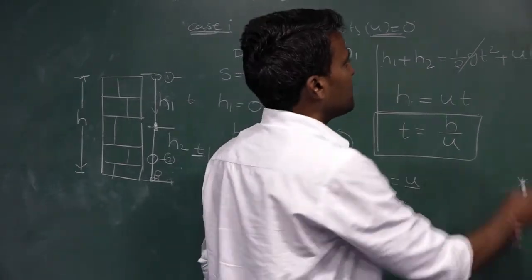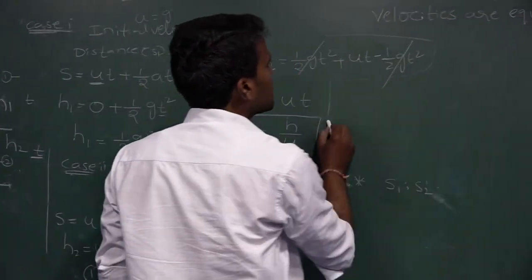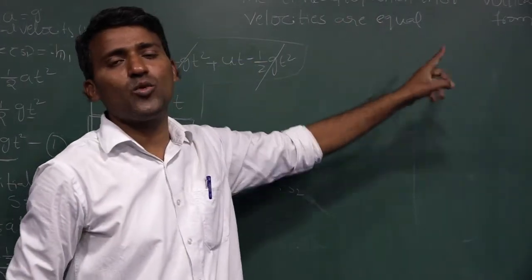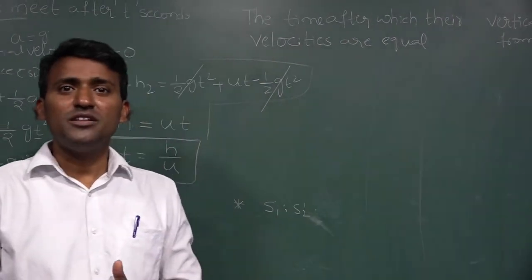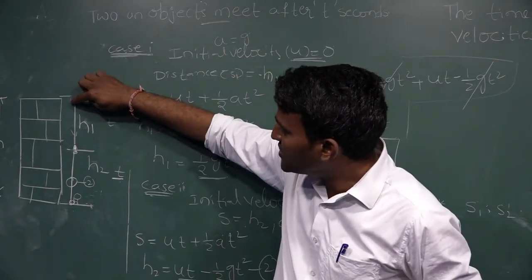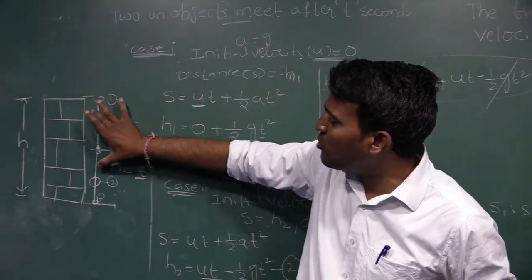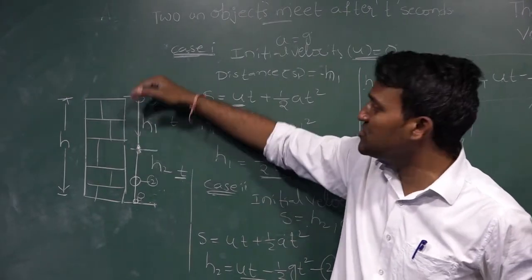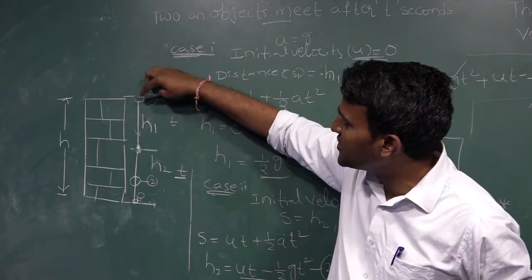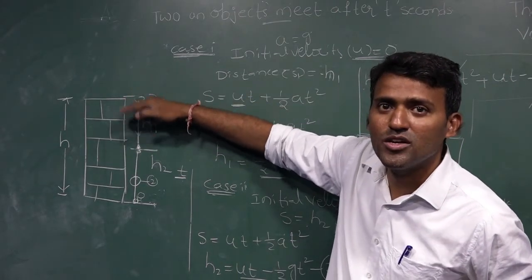And next situation, next case, we are writing: the time after which their velocities are equal. After what time do these two have the same velocity? See here, after what time interval do these two bodies have the same velocity, because one object is coming in the downward direction. Here initial velocity is 0.